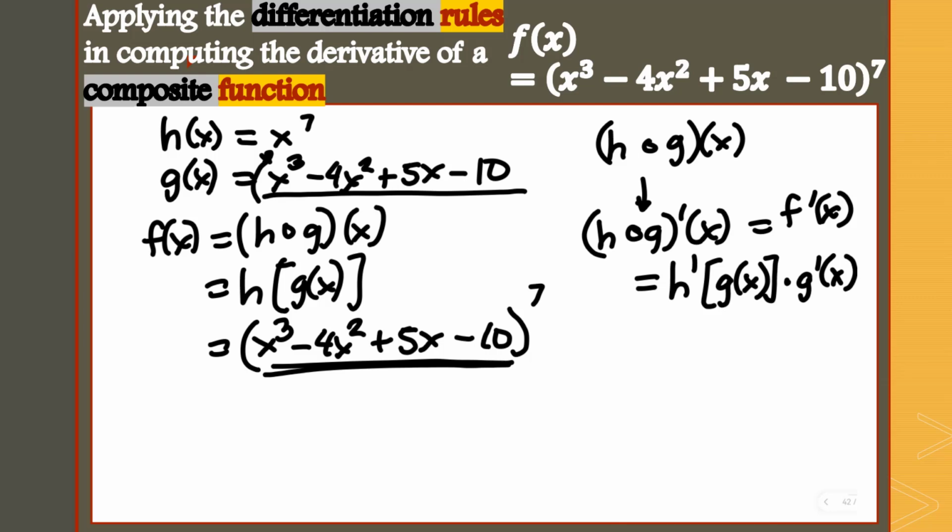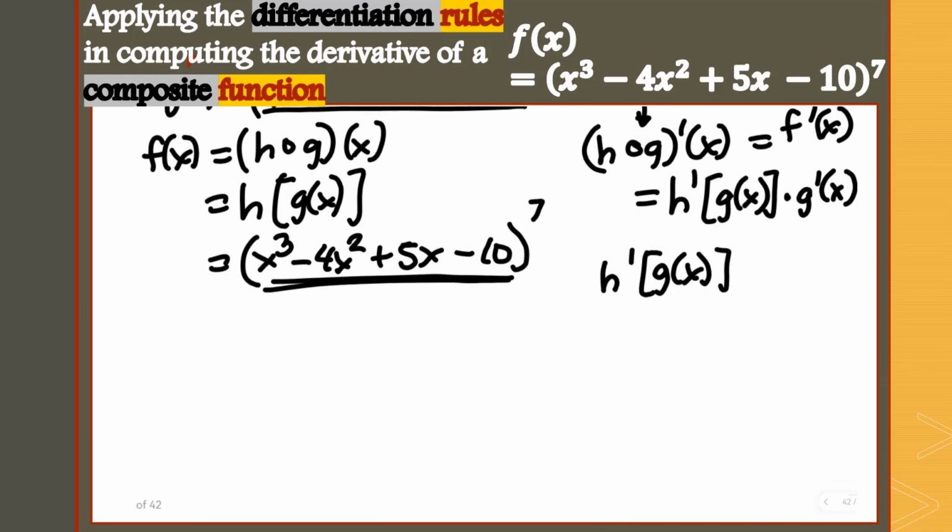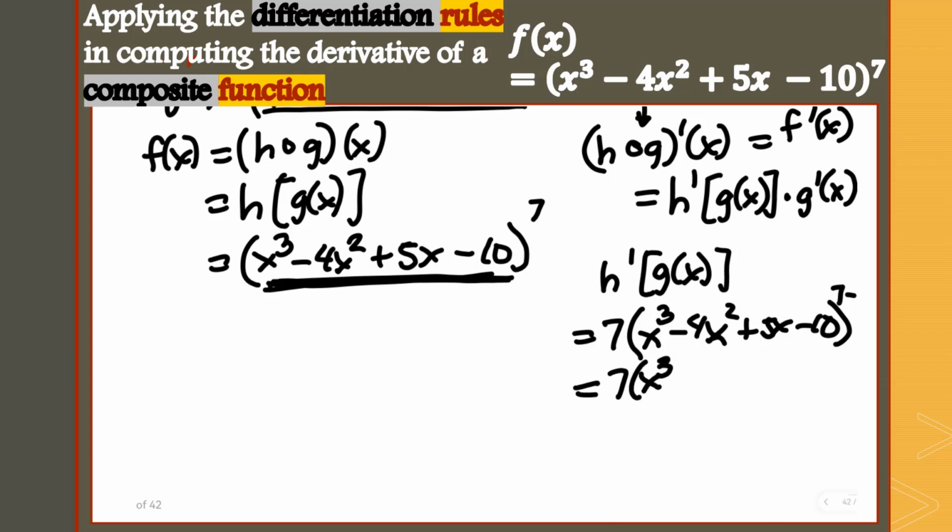So before we start, you can have your scratch here, as you will try to solve first these components before you multiply them. For this, again, treating this as one, you will use the rule of differentiating a power. You will have your n, or 7, times x cubed minus 4x squared plus 5x minus 10, and then you have your n minus 1, where your n is 7. Hence, you will have here 7 times x cubed minus 4x squared plus 5x minus 10 raised to the power of 6.